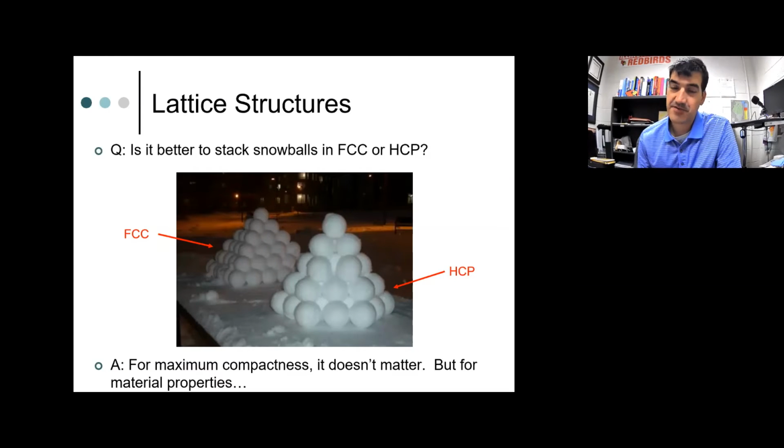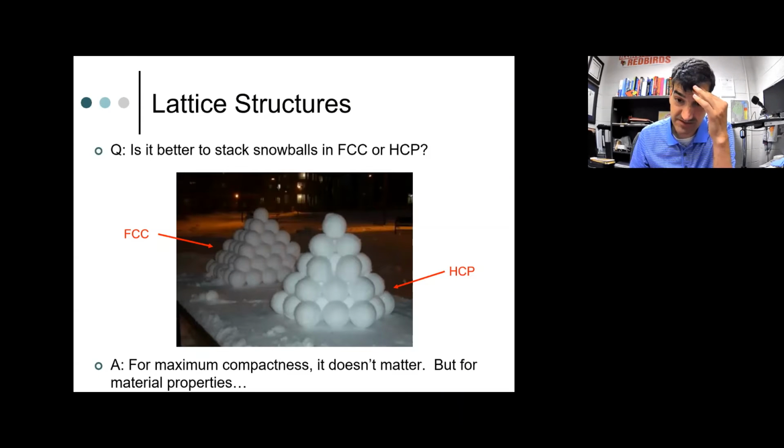So if you've been paying attention to the previous slides, you should probably know that it doesn't matter. If I want to make it efficient, then I should do it in a close packed structure. But it doesn't really matter whether it's FCC or HCP. They're both close packed. They both have a packing factor of 74%. And so it doesn't really matter.